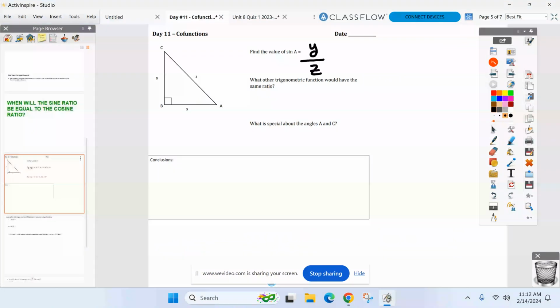Okay, now I have a little bit more challenging question. If you want to talk about it with people in your group, feel free. Give me something else. Now I've used this term trigonometric function. What that means is give me another sine, cosine, or tangent coming from an angle that also equals y over z. So find another one that's equal to y over z.